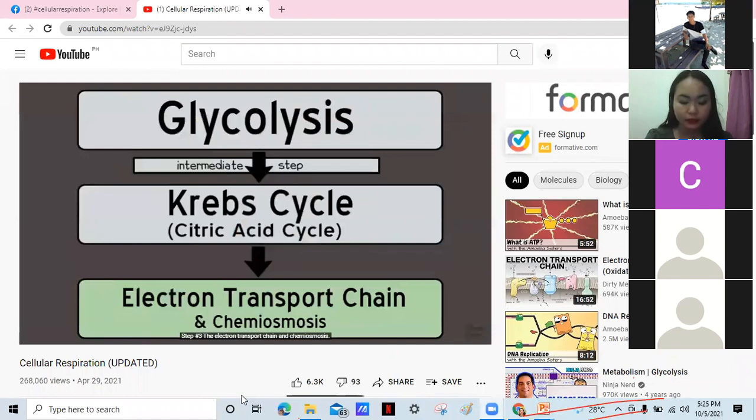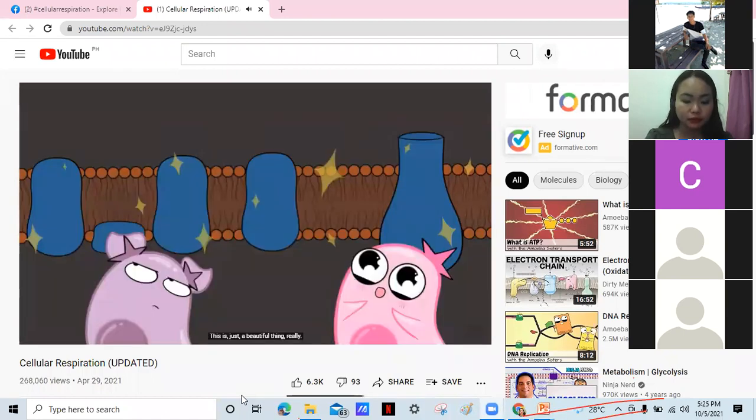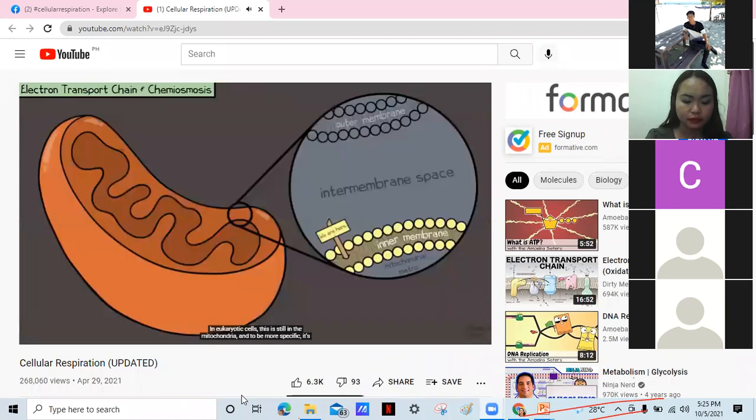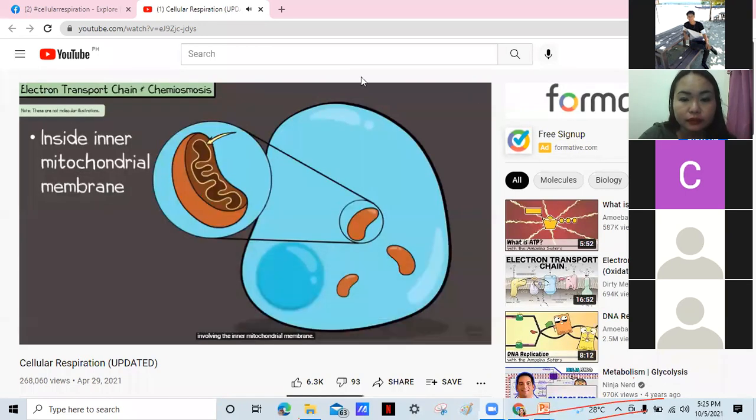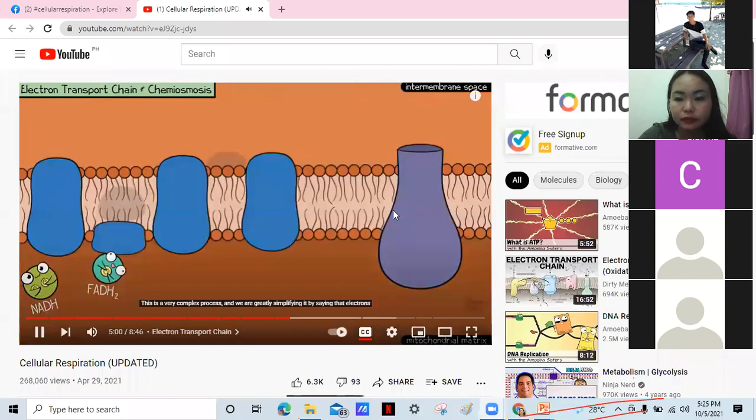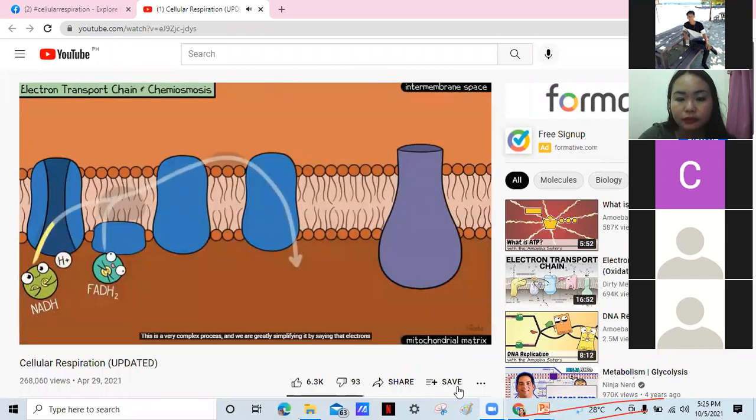Step 3, the electron transport chain and chemiosmosis. This is just the beautiful thing, really. In eukaryotic cells, this is still in the mitochondria, and to be more specific, it's involving the inner mitochondrial membrane. We do require oxygen for this aerobic step. This is a very complex process, and we are greatly simplifying it by saying that electrons are transferred from the NADH and FADH to protein complexes and electron carriers.